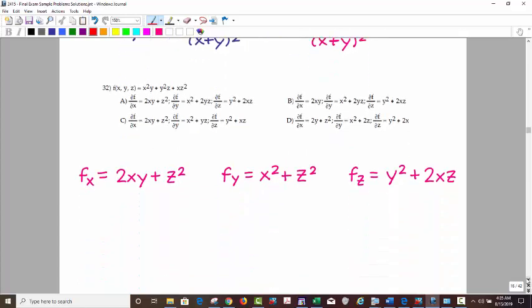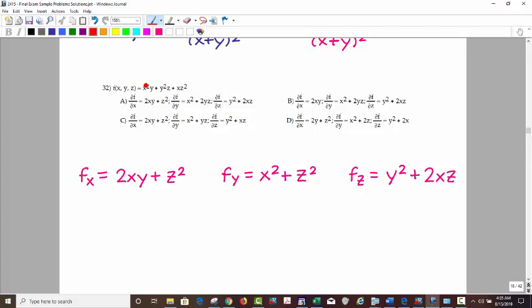Number 32. So it's a function of 3 variables. So let's find fx, fy, fz. This one should be pretty easy. First term, x squared y, so the derivative of that with respect to x will be 2xy. Middle term has no x, so we can ignore that. And the derivative of xz squared with respect to x will be z squared.